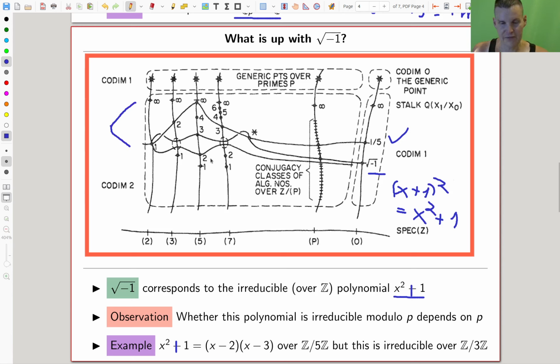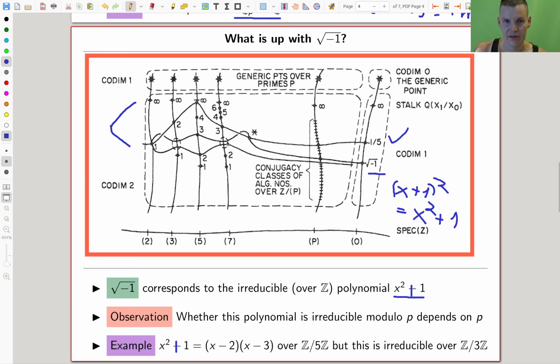And in characteristic 5, you intersect in 2 and 3, because those are the roots of that polynomial. If you just multiply this out, x minus 2 times x minus 3, in characteristic 5, it would be x squared plus 1. Yeah, and that's why it intersects here in 3 and 2, and so on. It would intersect P somewhere. And this is how you should read this funny line here.